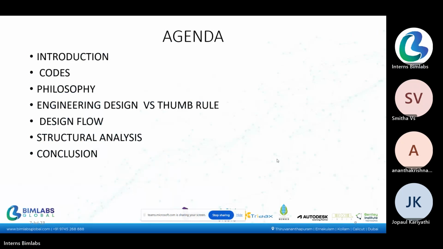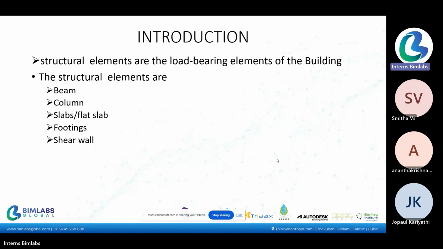So what is a structural element? There are so many elements which I have listed out there, and many more. The basic definition is that they are the load bearing elements of the building. Structural elements help us withstand the load given on the building. Mainly they are beams, columns, slab, flat slab, void slab, footing, shear wall, and so on. There are so many structures.